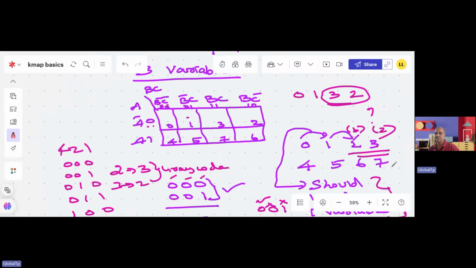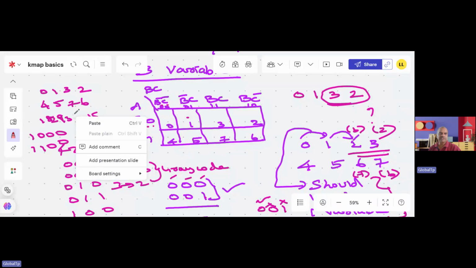Similarly 4, 5, 6, 7: if you convert, this becomes 7 and this becomes 6. After that 8, 9 will come. You can also check: 0, 1, 3, 2 and 4, 5, 7, 6. But if I convert 8, which is 1, 0, 0, 0, what number will I get? 1, 1 XOR 0, 1 and 0 XOR 0, 0 and 0 XOR 0, 0. This becomes 12. So 12 will come here, and automatically 13, 15 and 14.